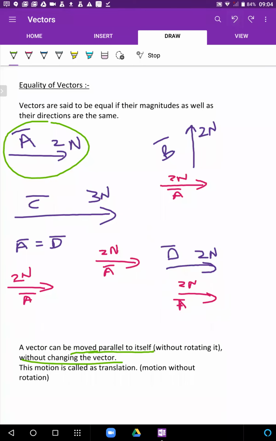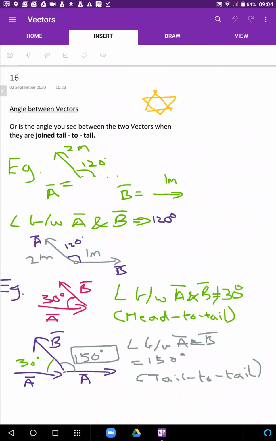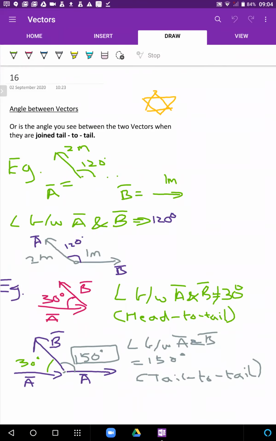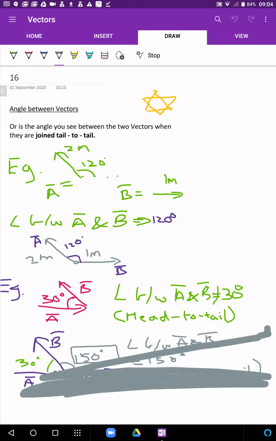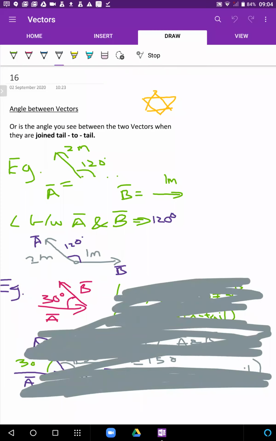फंडा ये है, तुम उसको कैसे भी मूव करो, as long as you don't change the magnitude and direction, vector change नहीं होगा. डायरेक्शन वही रखो, मैग्नीट्यूड चेंज मत करो, वेक्टर वही रहेगा. ओके, अच्छा. अब नाउ दिस इज वन वेरी इंपॉर्टेंट सेक्शन. I'm just going to hide a little bit of this.